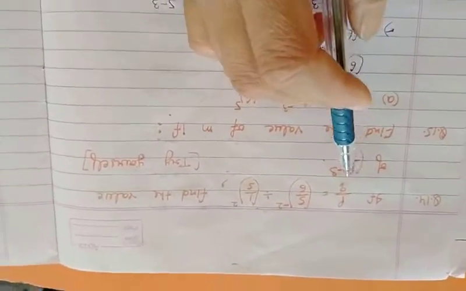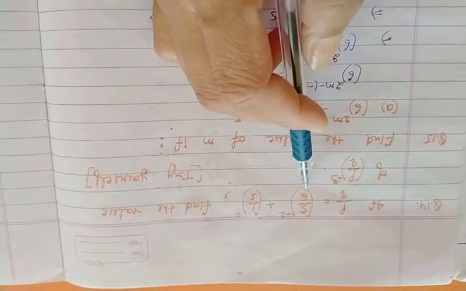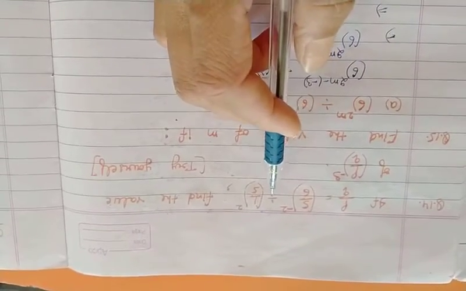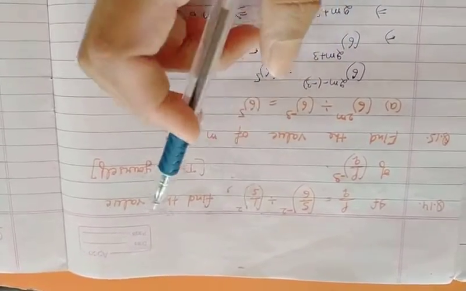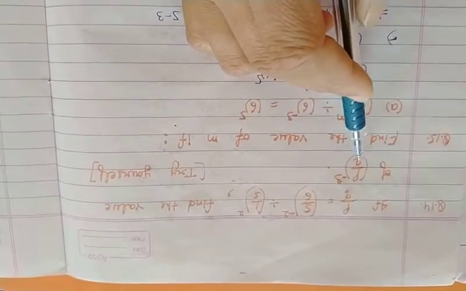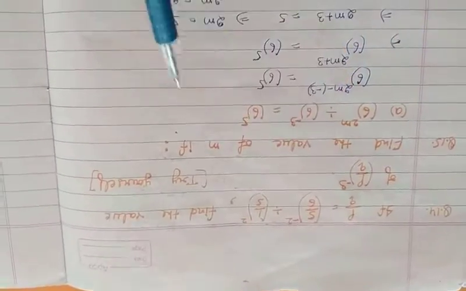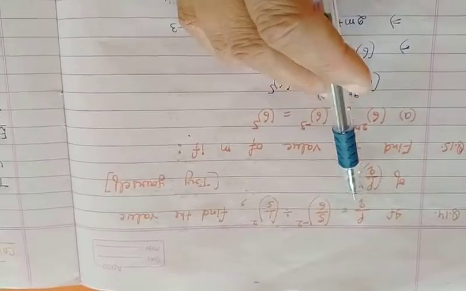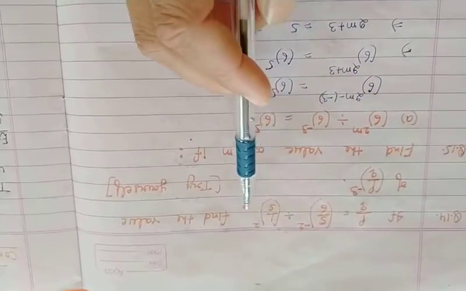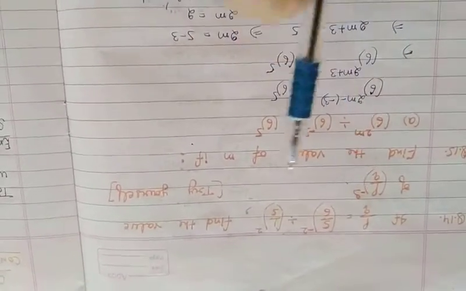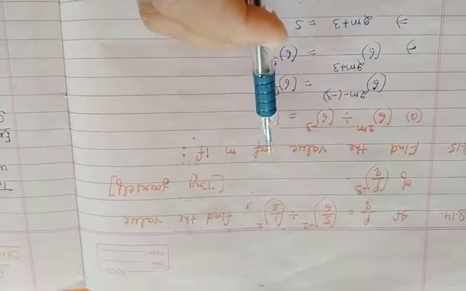Now question 14 is if p by q is equal to (5 by 6) raised to power minus 2 divides (1 by 5) raised to power 2, find the value of (p by q) raised to power minus 3. So you can find the value of p by q by solving it and then find the value of this. You can do this question yourself.